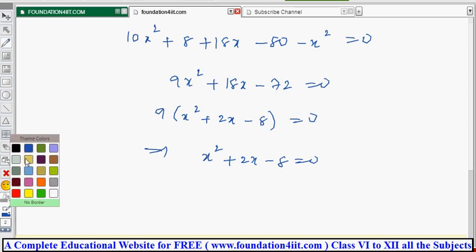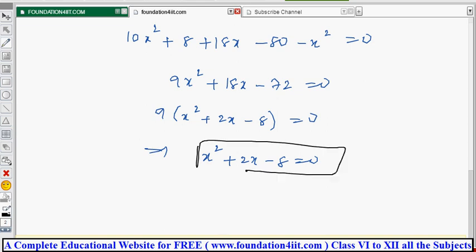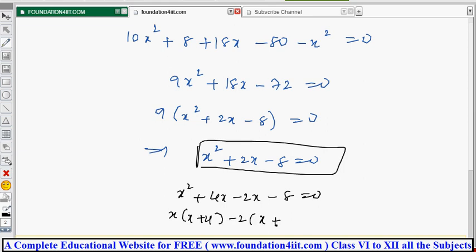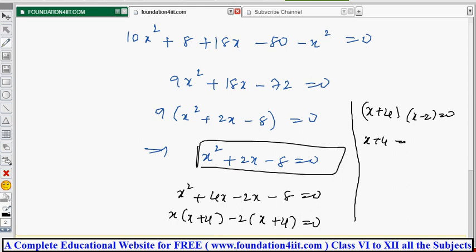Now this, if you simplify, you'll get the answers. From this, x square plus, for minus 8 we need plus 4x minus 2x. 4 minus 2 is 2, minus 8 is equal to 0. So from this, take x common: x times (x plus 4), minus 2 common: minus 2 times (x plus 4), is equal to 0. So I will write it on this side: (x plus 4) into (x minus 2) is equal to 0. By using the zero product rule, x plus 4 is equal to 0 or x minus 2 is equal to 0. Now x is equal to negative 4 or x is equal to plus 2.